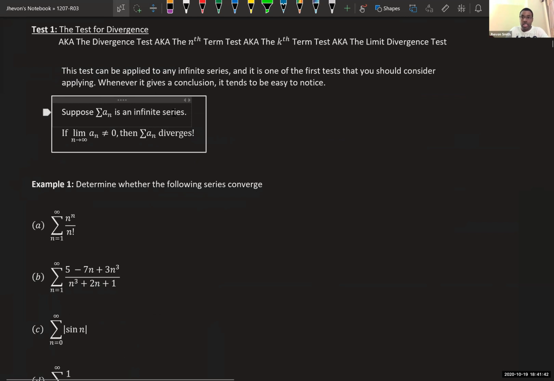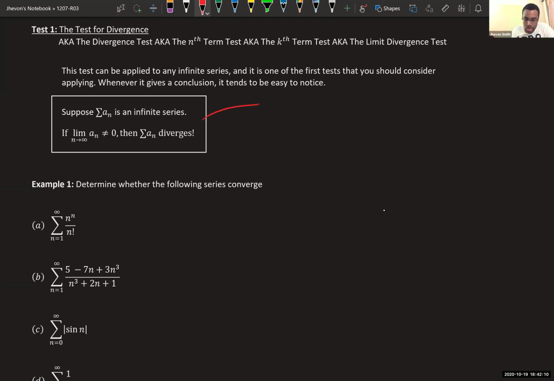Suppose you have an infinite series, the series of a_n. If the limit of the a_n term, so not the S_n, the a_n, just the term that you're looking at in the series, if that limit is not 0, then the series diverges. That's basically all it is. You're using a limit to determine what happens to a series.